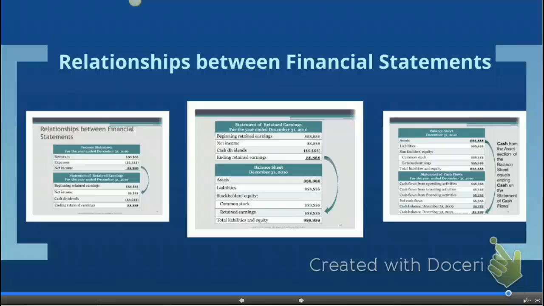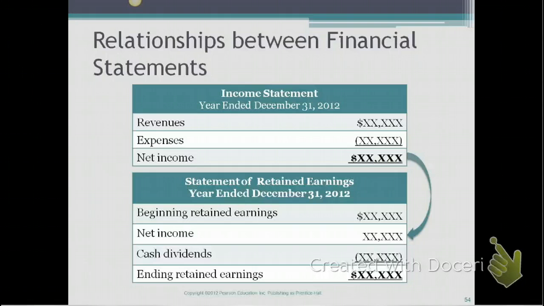In this section, we're going to take a look at the relationships between your financial statements. Each financial statement is not a standalone statement. Information flows from one statement to another. Let's take a look at the first relationship.